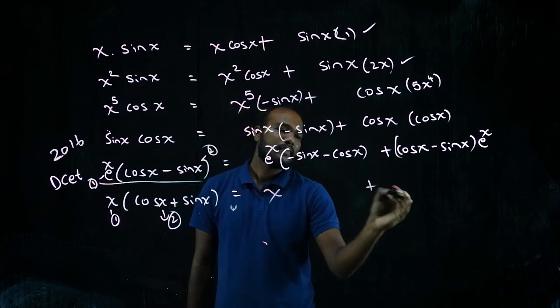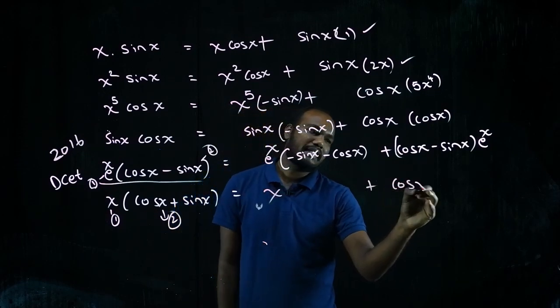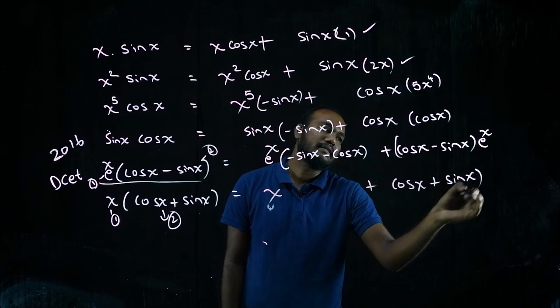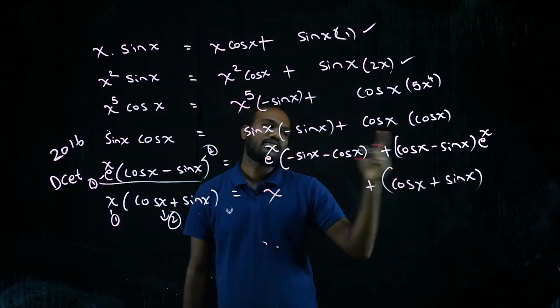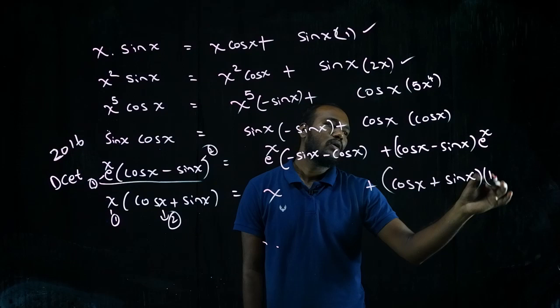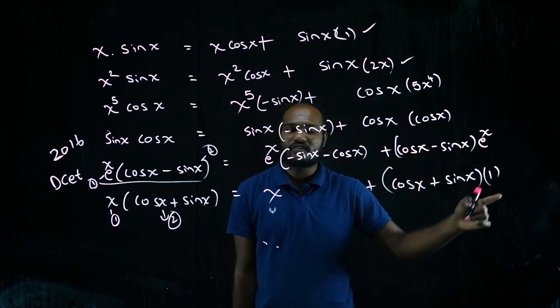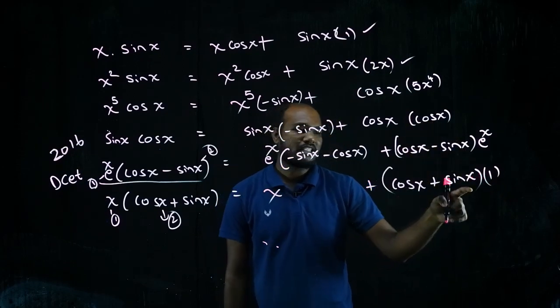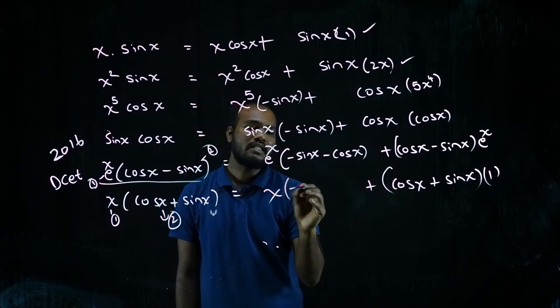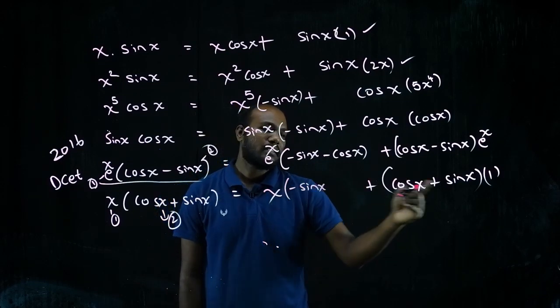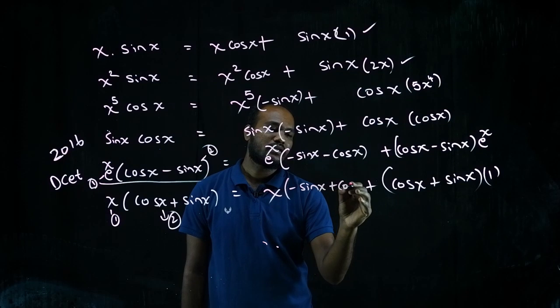Take x first. Next this function, cos x plus sin x. Its differentiation here, its differentiation here. So x differentiation is 1. If you have x, what is the differentiation? 1. So cos x plus sin x differentiation is what? cos x differentiation is minus sin x plus sin x differentiation is cos x. Close.